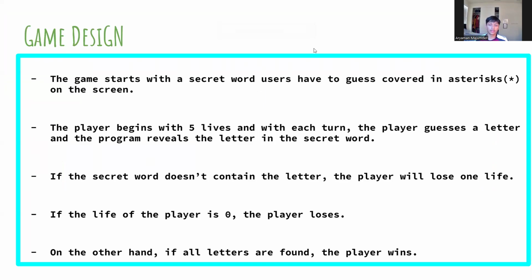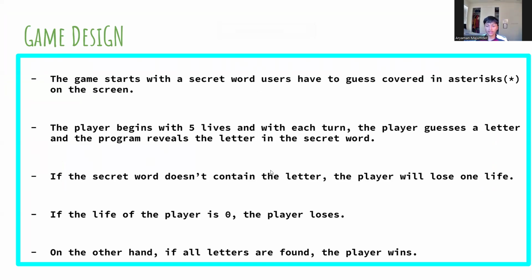The game starts with a secret word. Users have to guess, covered in asterisks on the screen. So basically, a series of asterisks the length of the secret word is going to be outputted at the start of the game. The player begins with 5 lives, and with each turn, the player guesses a letter, and the program reveals the letter in the secret word, just like Hangman.